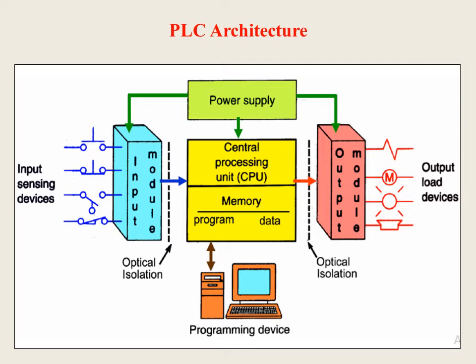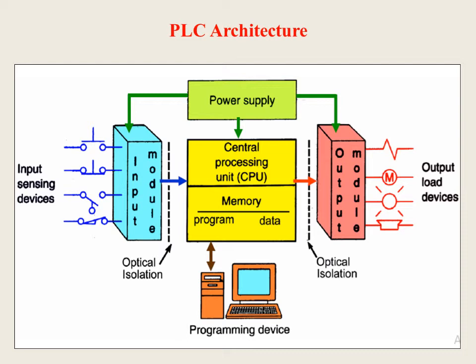The input is given to the input module of the PLC controller. The input module then communicates with the main part, shown in yellow, that is the CPU and memory. The memory may hold a program or data. After this it communicates with the output module. The output module then communicates with the actuators, which may be a motor, a lamp, or a solenoid.